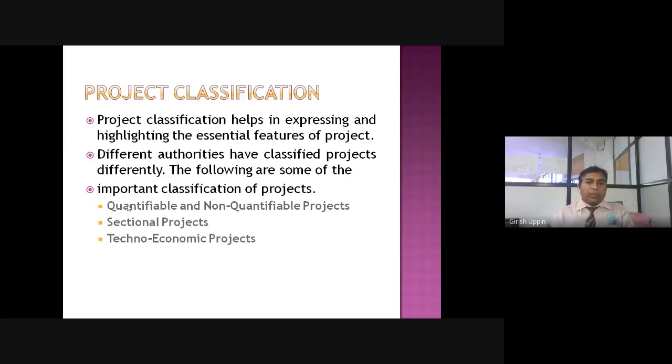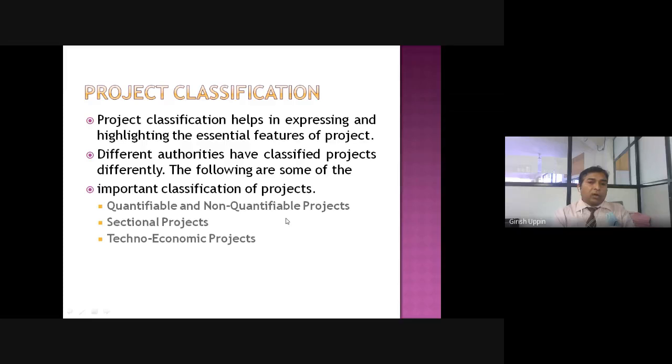Another example, let us say you build a hydropower plant, and that power plant will generate so much power. You can put maybe 100 megawatt or 200 megawatt. So you can quantify. There are some projects which are quantifiable, and some are non-quantifiable. Non-quantifiable, you cannot put a number for that particular project.